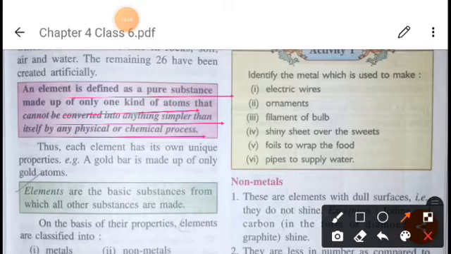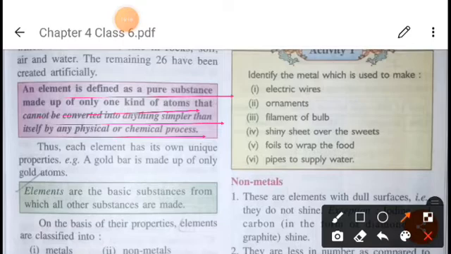What does it mean? If it is an element like hydrogen, by any process, by any means, we cannot change that hydrogen into oxygen. It will remain hydrogen. If it is oxygen, by any means we cannot change oxygen into nitrogen. It will remain oxygen only. What we can do is convert oxygen into carbon dioxide, or into ozone, or into carbon monoxide, but we cannot convert oxygen into nitrogen or chlorine.